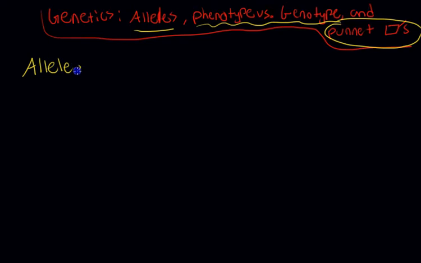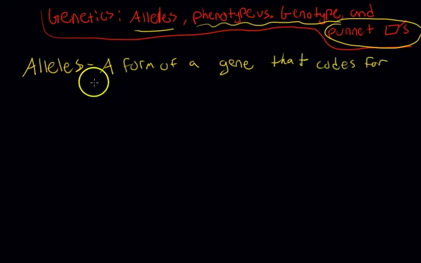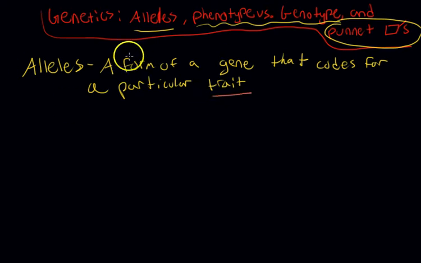Really easy topic. Well, it can be a little confusing. There are a lot of terms like alleles, genes, and whatnot that can get intermixed and confused. But alleles are basically a form of a gene that codes for a particular trait. So what do I mean when I say form?